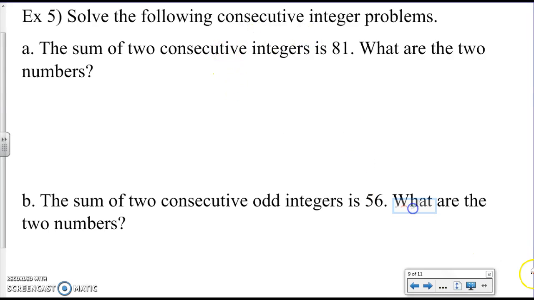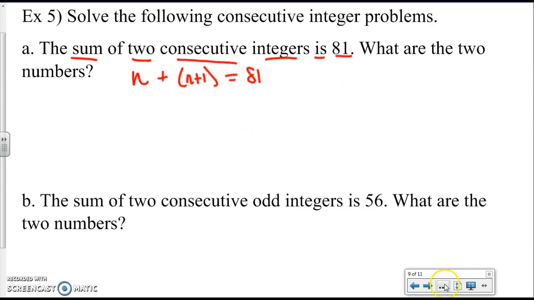So if I tell you that the sum of 2 consecutive integers is 81, when I add them, we're going to take n, which is my first consecutive integer. I have no idea what it is. And then I'm going to take n plus 1, because that would be the next number after it. And I'm going to add them together because it's telling me the sum. 2 consecutive integers is 81.